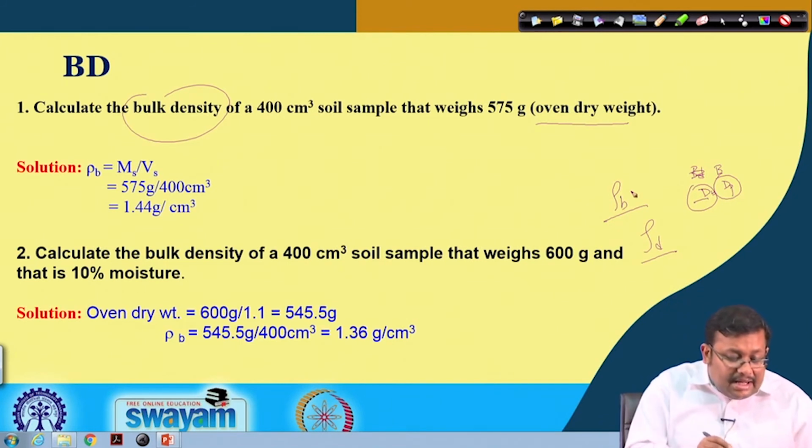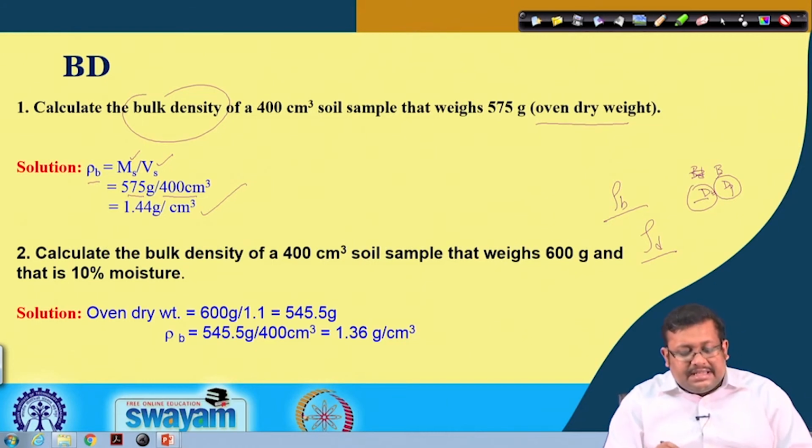Now, you can see the solution says that the bulk density here is basically the ratio between the mass of solid, that is the mass of the soil, and the volume of the soil. So, we already know that the oven dry weight is 575 grams and the volume is already given. So, obviously it is 1.44 gram per cc.